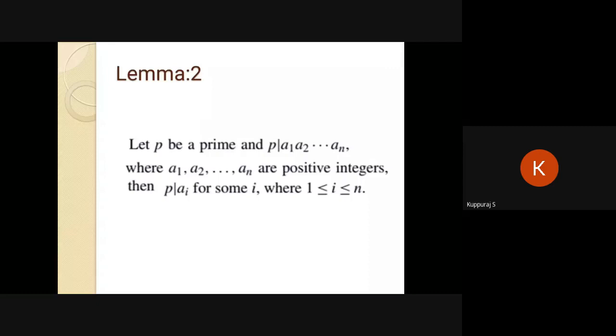So the first lemma: if a prime divides a product of two integers, then definitely the prime divides one of the integers. The second lemma: if a prime divides a product of n integers, then definitely the prime divides one of those integers.